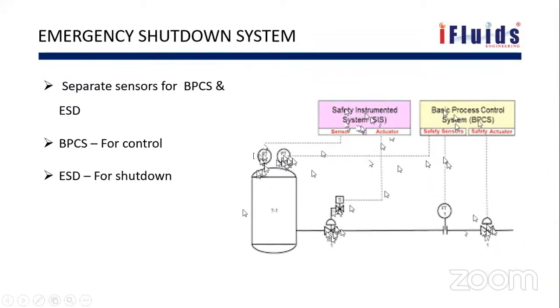Once the BPCS fails and conditions are escalating towards an emergency situation, this safety system will take care. Here it is also not reliant on one PT. We'll also provide additional PTs, additional sensors, TT, FT, whatever it may be. We'll implement logic 1 out of 2 or 2 out of 3, based on our process criticality. So this is what the emergency shutdown system is. That is also clearly shown in the P&ID.